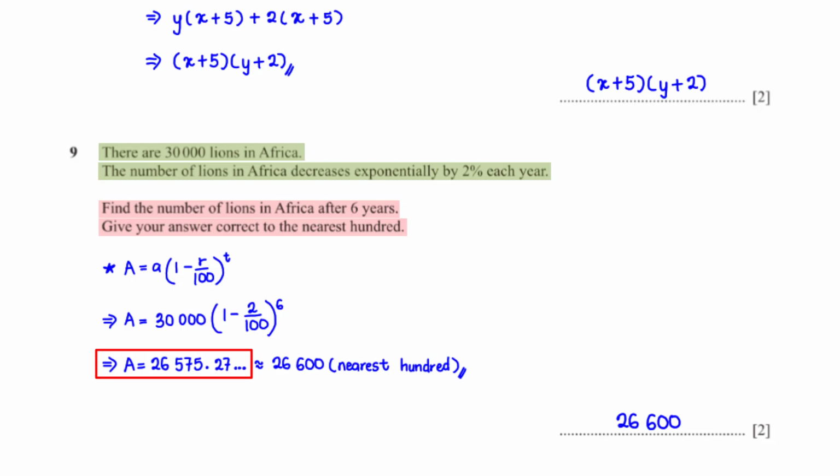So we look at the number in the hundreds position, which is 5. The number after 5, which is 7, is greater than 5. So we add 1 to 5, giving us 6. The numbers after 6 become 0. So we have 26,600 rounded to the nearest 100.